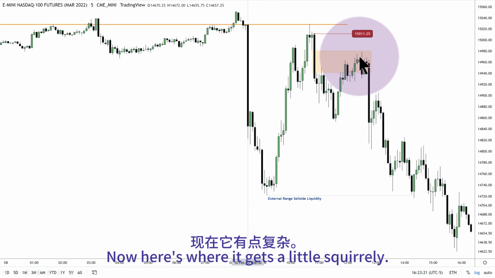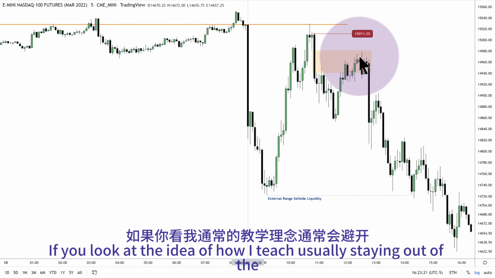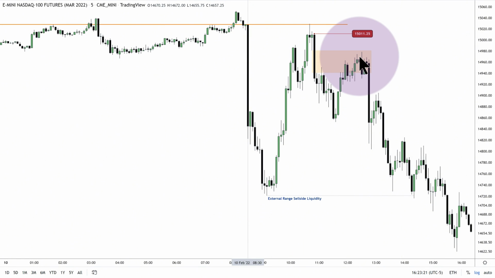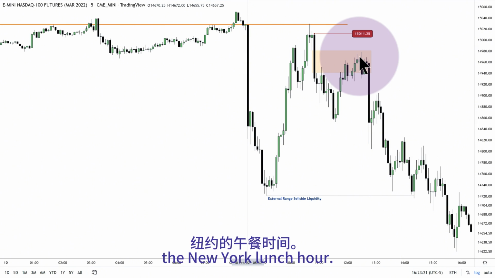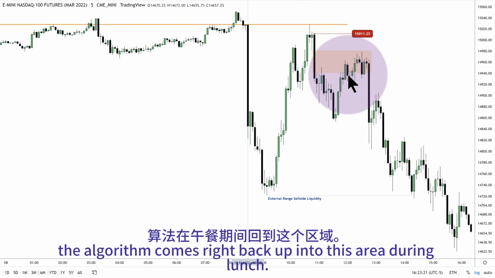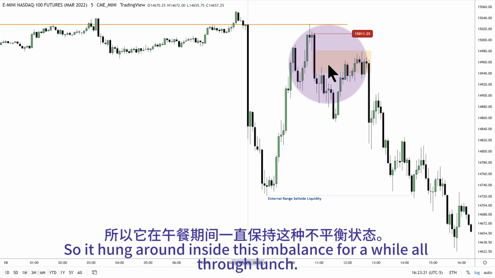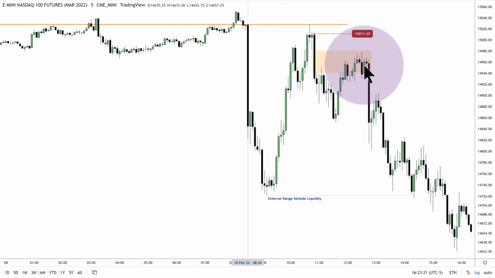Now here's where it gets a little squirrely. If you look at the idea of how I teach, usually staying out of the lunch, okay, the New York lunch hour. Here, the algorithm comes right back up into this area during lunch, but look how it does it. Swing high, presses above it, consolidates. Swing high here, presses above it right here. Swing high, presses above it, consolidates, then it leaves the lunch hour. So it hung around inside this imbalance for a while, all through lunch.